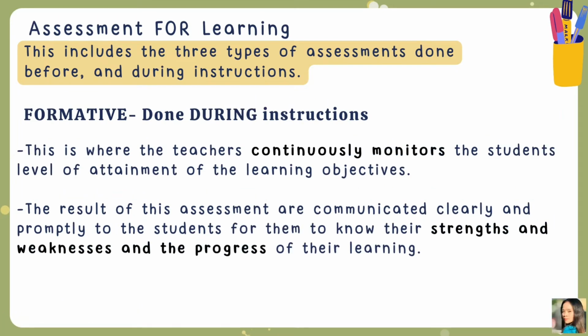Next is formative assessment. It is done during instruction. This is where the teacher continuously monitors the students' level of attainment of the learning objectives. So this is continuous. This is progressive. We don't just check the learner's totality; there's a different assessment for that. But formative assessment is used during the instruction to decide if we can proceed or reteach a certain topic.